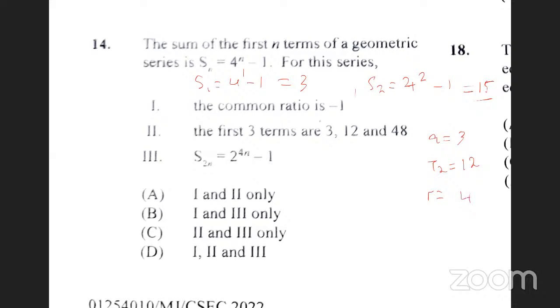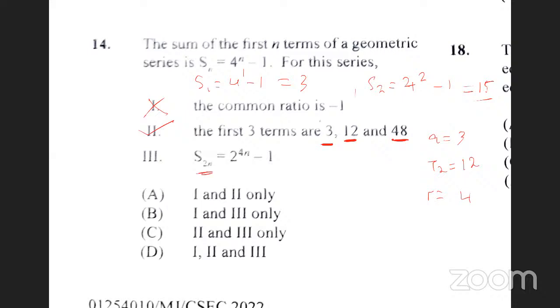Right? So part 1 correct? No, part 1 is wrong. Common ratio is 4, right? And what are the first 3 terms? 3 times 4 is 12. And 4 times 12 is 48. So part 2 is correct.